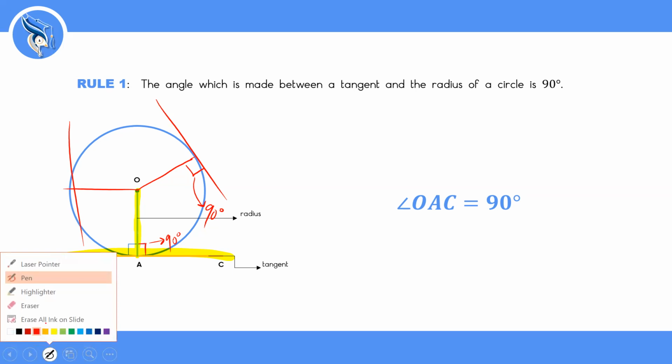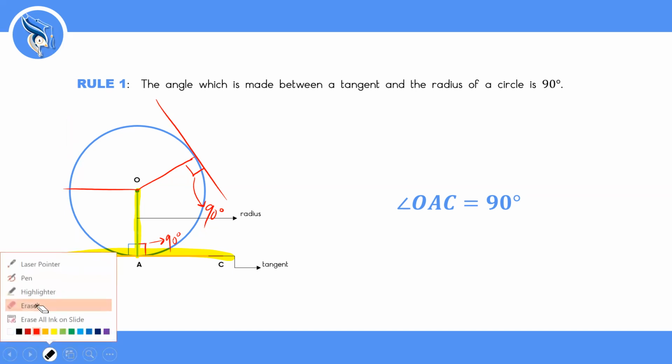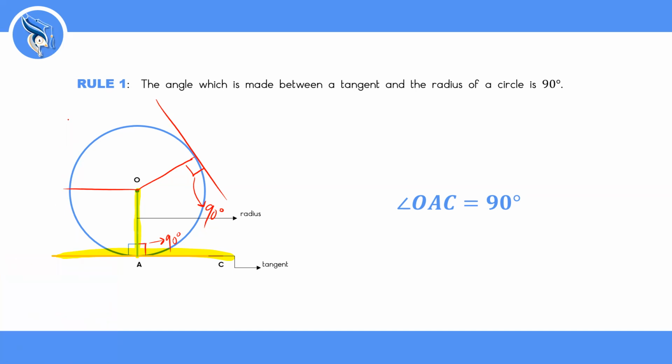Hold on, let me fix this line. All right, last try. Stay with me. Nice. That's good enough. 90 degrees. 90 degrees. Right? 90 degrees. So that's just a given.